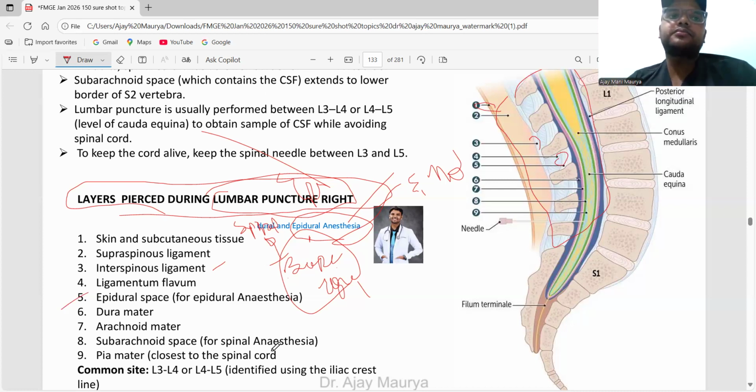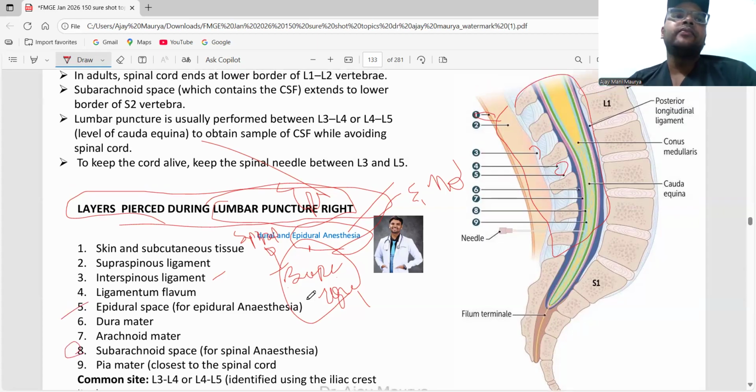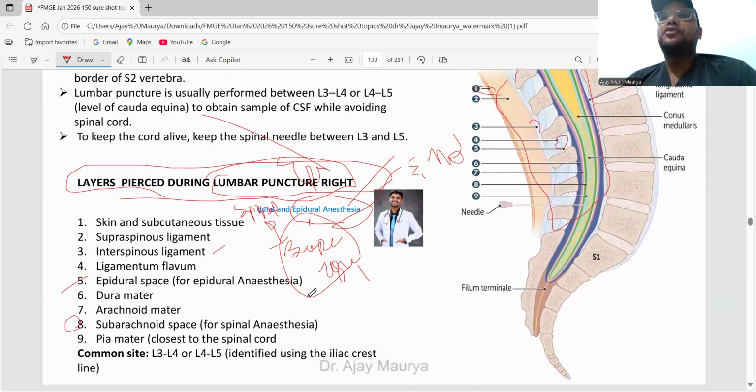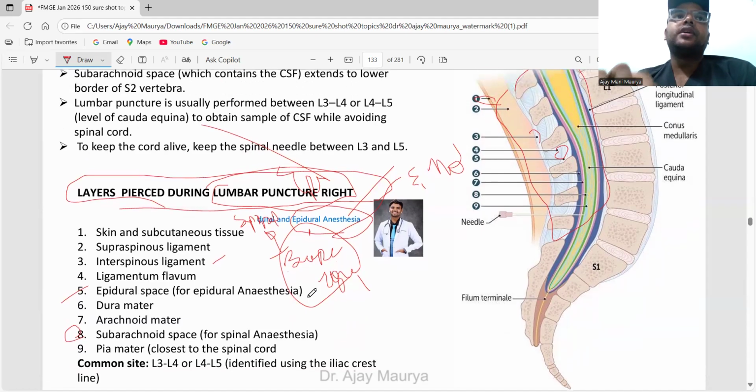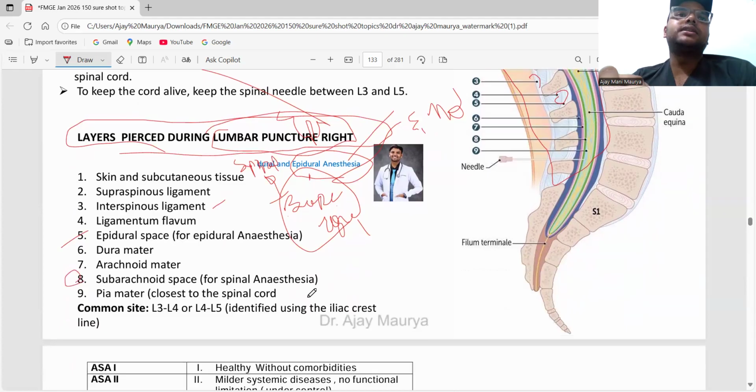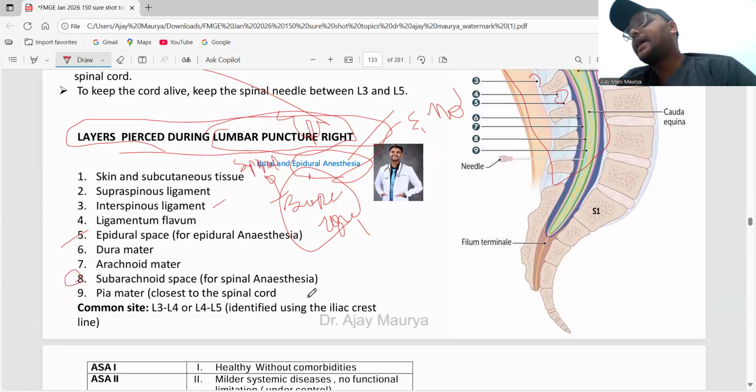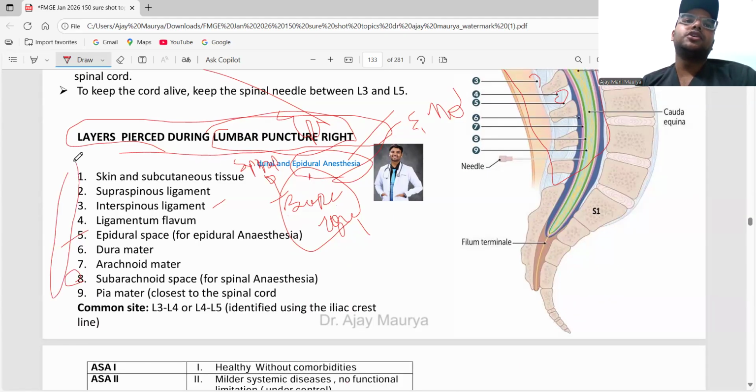So we have to give until the subarachnoid space. So here, guys, that's how they're going to give the questions from the layers during the spinal and the epidural anesthesia. Got it? So you have to remember these layers. Okay?